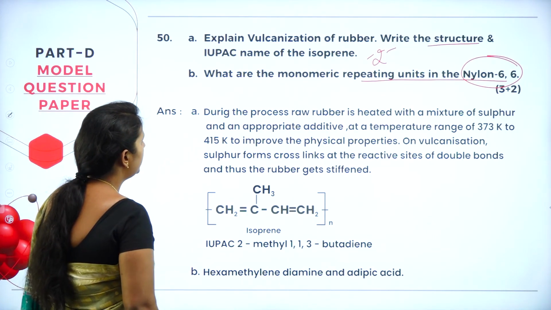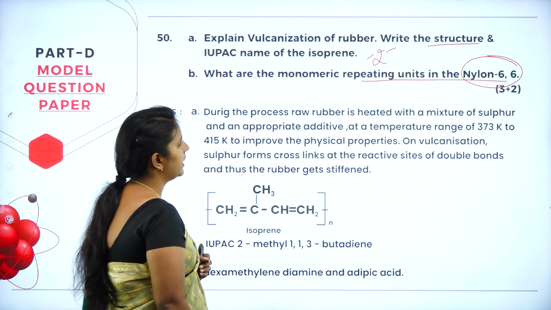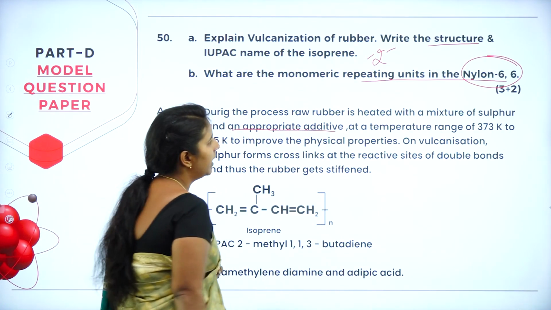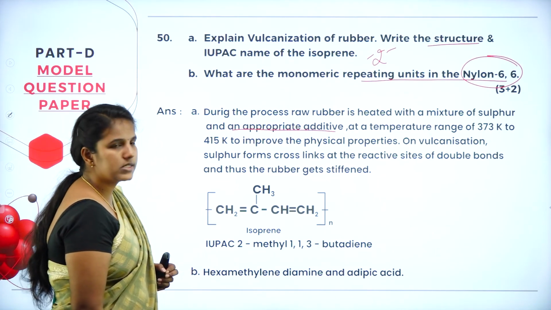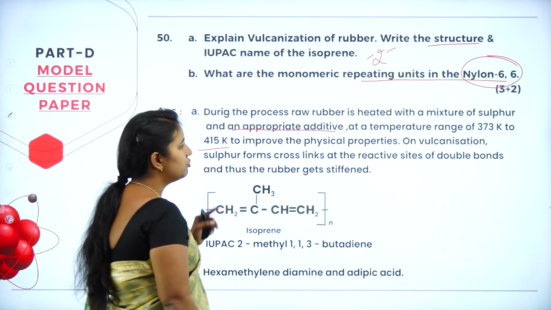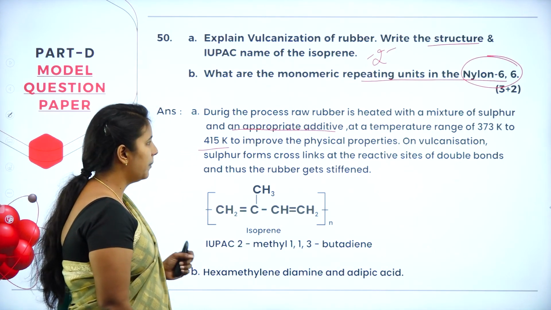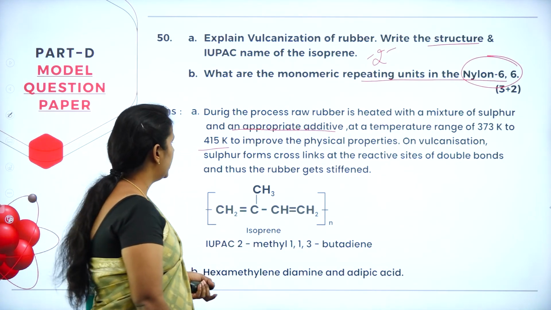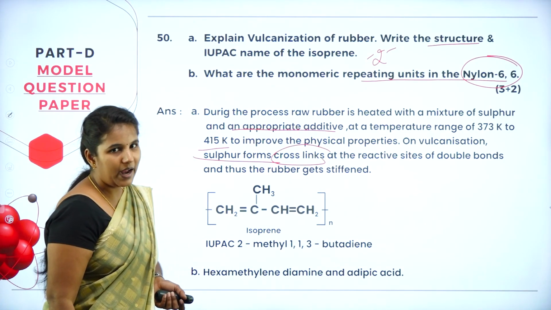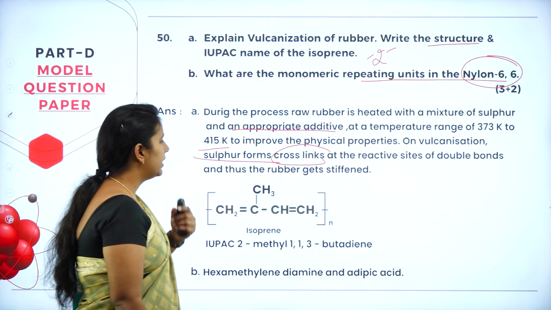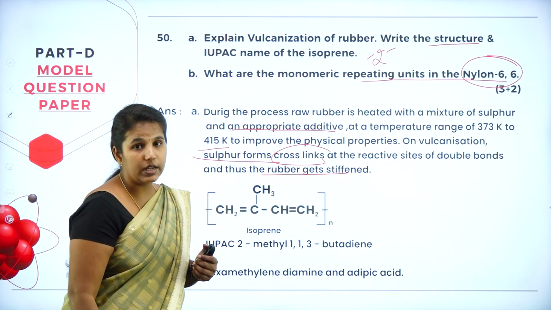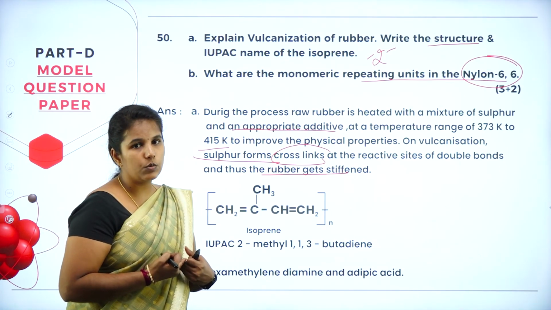Vulcanization. During the process, raw rubber is heated with a mixture of sulfur and an appropriate additive at a temperature around 373 Kelvin to 415 Kelvin to improve the physical properties of the rubber. On vulcanization, the sulfur forms cross linkages on the reactive sites of the raw rubber, and this results in a rubber which becomes more stiffened. This process is known as what?